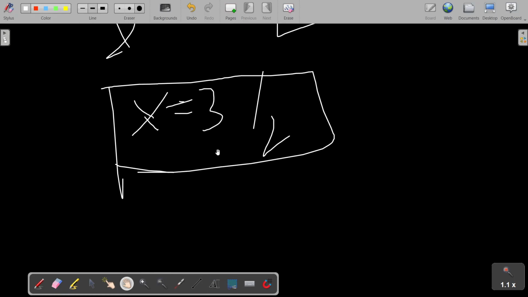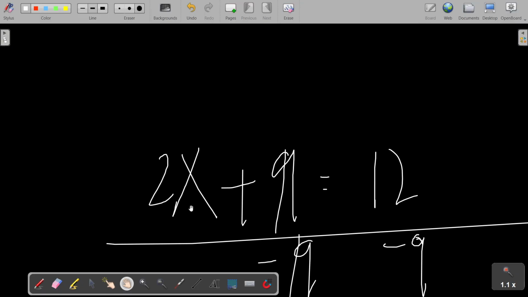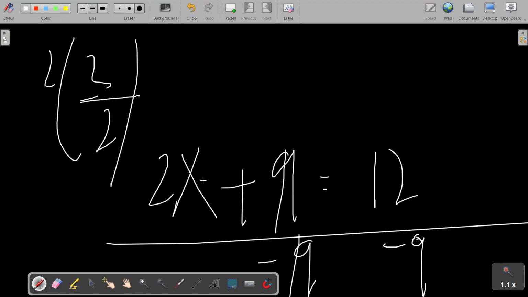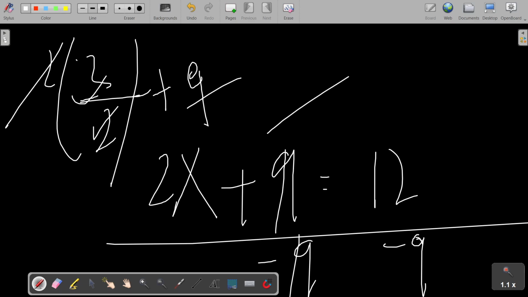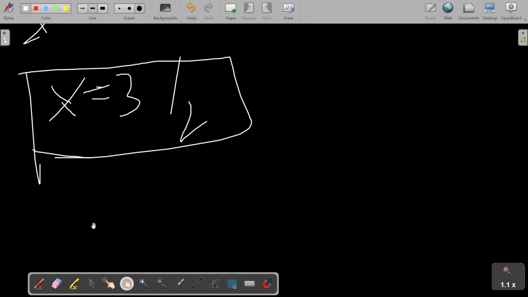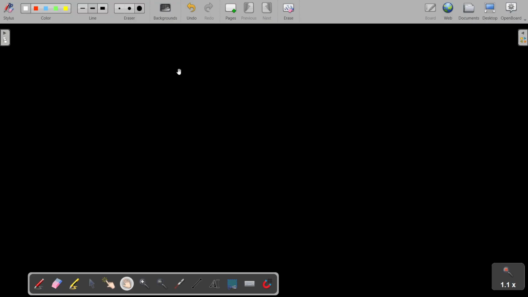So we can say that if we put x is equal to 3 by 2 here, then this equality becomes true. So let's see, if I plug in x is equal to 3 by 2 in this, plus 9 here, the 2s get cancelled, 9 plus 3 is 12. So yeah, 12 is equal to 12. This is true. So that's how we solve for one variable.